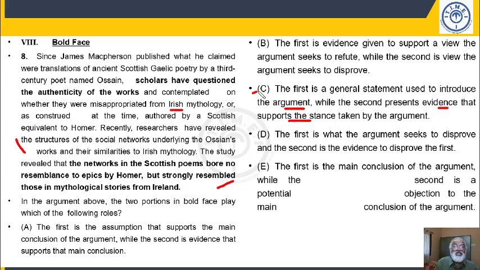What about D? The first is what the argument seeks to disprove. No, that's what the argument is presenting. The first is the main conclusion of the argument. Maybe. While the second is a potential objection to the main conclusion. No, the second is a piece of evidence that supports that conclusion. So C will be the answer here.